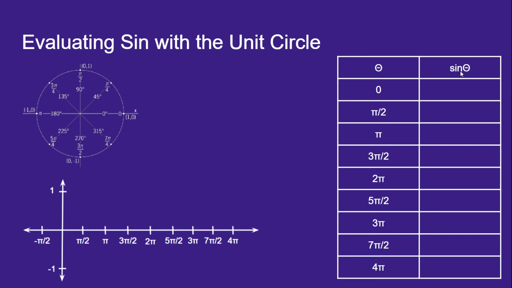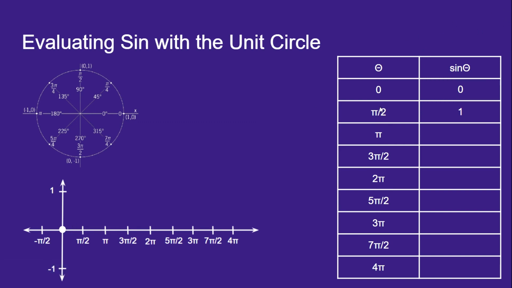So I'm going to find when theta is 0. What is sine on the unit circle? Well, sine is the y coordinate, remember? The y coordinate at 0 radians is y equals 0. So I have 0 here, and I'm going to plot 0, 0 on my axes. So let's keep going with this.